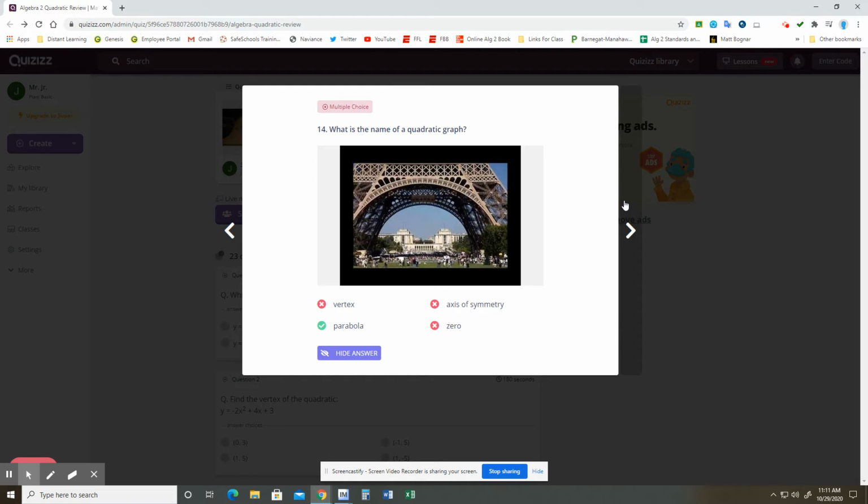Number 14, what is the name of a quadratic graph? This was just kind of a little bit of a gimme. Obviously, the name of the graph is a parabola. A vertex is a point on the graph. The axis of symmetry is what splits it down the middle. A 0 is a solution, but the name of the graph is a parabola.